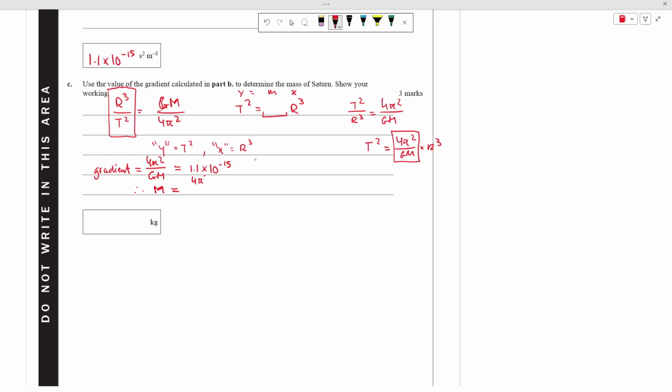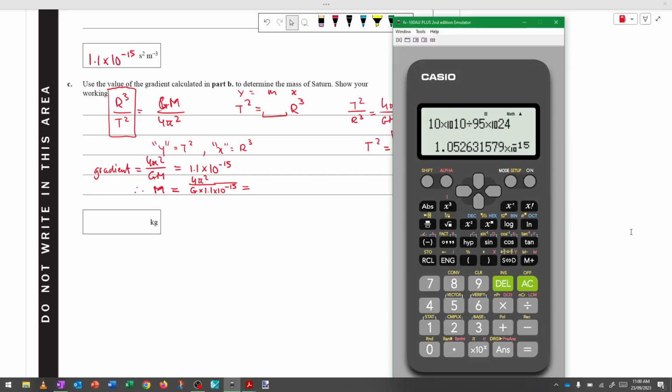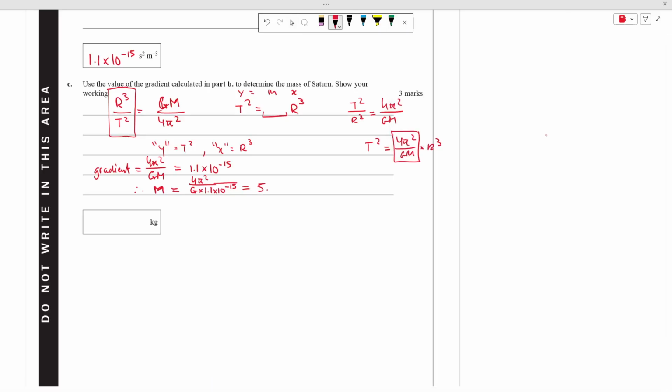And so therefore M, just doing one last little bit of algebra now, M is going to be 4 pi squared over G times 1.1 times 10 to the negative 15, which when I put all of that into the calculator, what do we get? We get 4 times pi squared over 6.67 times 10 to the negative 11 times 1.1 times 10 to the negative 15. 5.38 times 10 to the 26, that sounds roughly like the mass of Saturn.